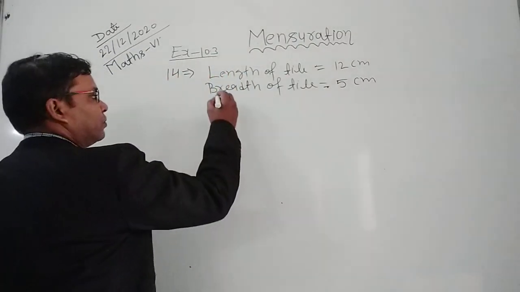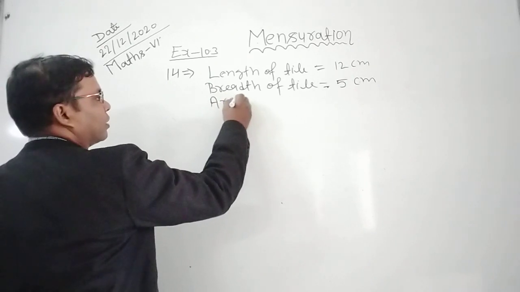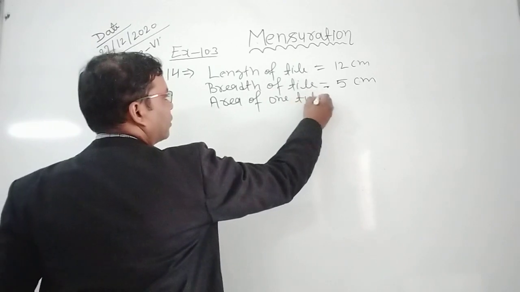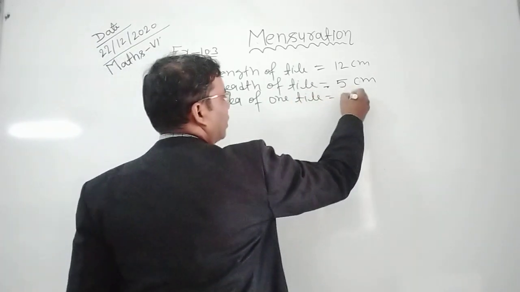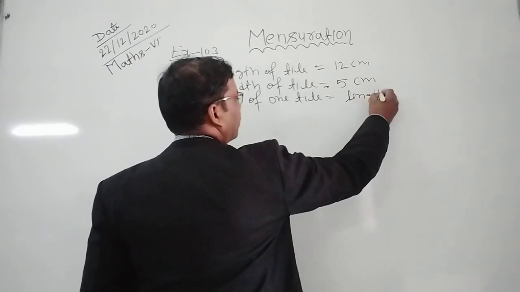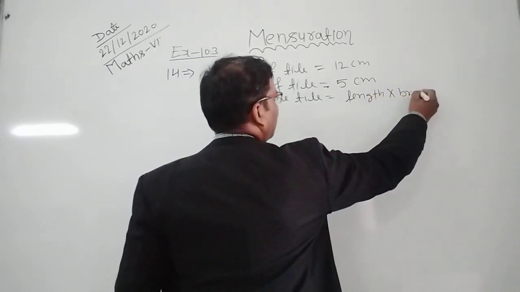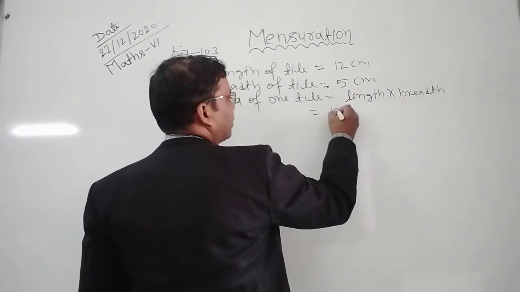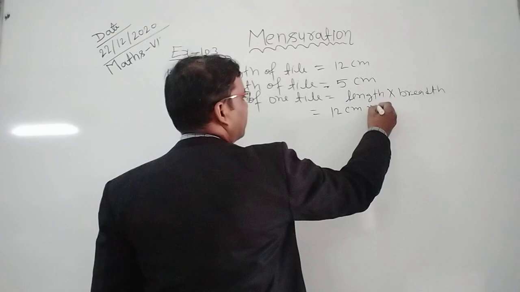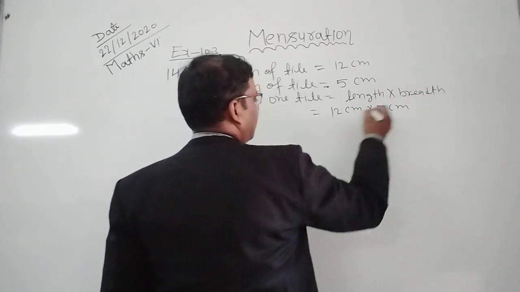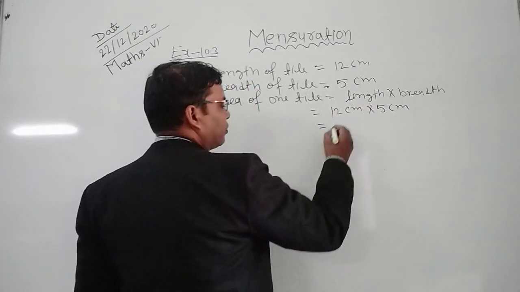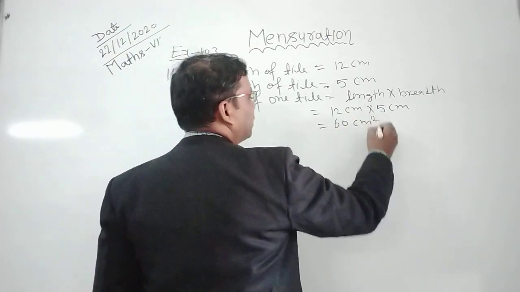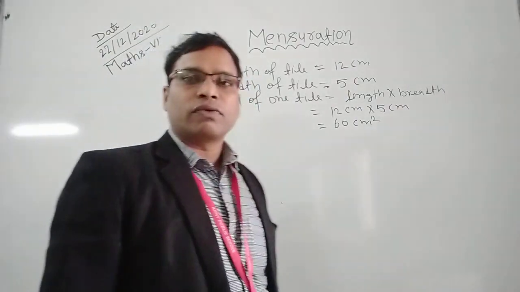This is clear. And so first we find the area of one tile. Area of one tile is equal to length into breadth of tile. Length is given here 12 centimeters and breadth is given here 5 centimeters. If you multiply them, then you get 12 times 5 is 60. Centimeter into centimeter is centimeter square, or square centimeter.